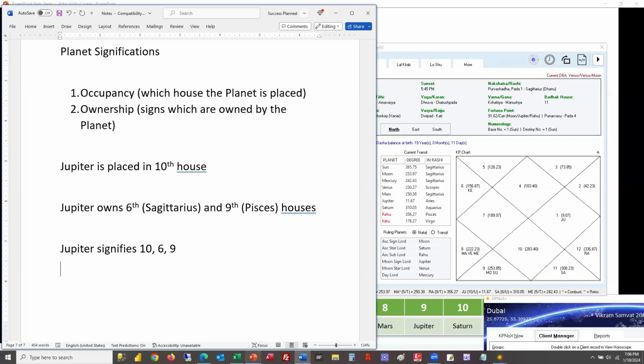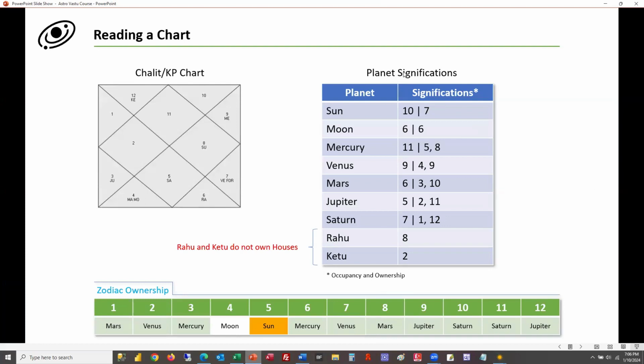So what we are basically doing here is we are picking up the significations for every single planet. The first number that you see here is the occupancy, meaning where is the planet placed, in which house. So if you see here, Sun is in the 10th house, but Sun owns only one sign. Which is that sign? Leo, which is number 5. So where is number 5? It is in the 7th house. So Sun signifies 10 and 7, right?